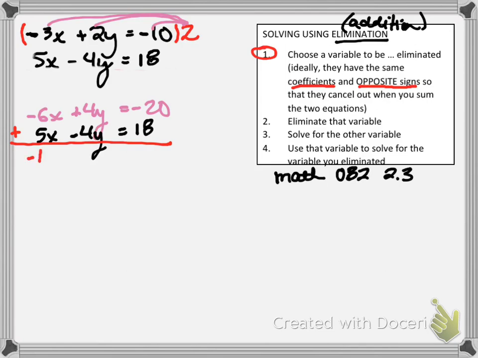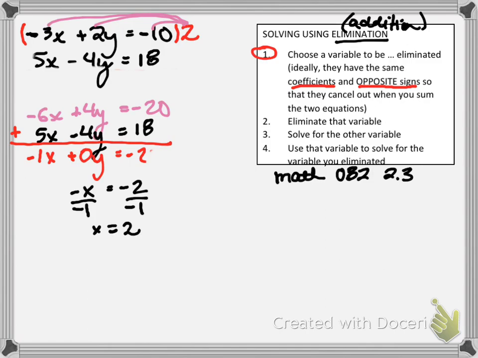So we get negative 1x or negative x, however you want to say that, 0y equals negative 20. Oops, I'm sorry, not negative 20, negative 2. There we go, negative 2. So we can come down one more step, so I have a negative x equals negative 2. You can either divide or multiply by negative 1, and you find out that x is equal to 2.